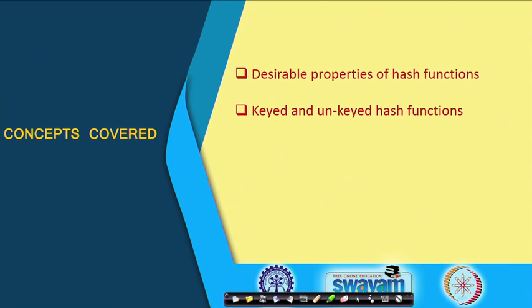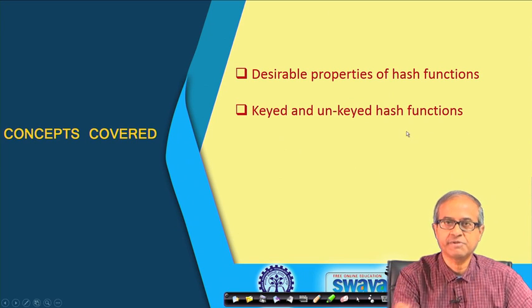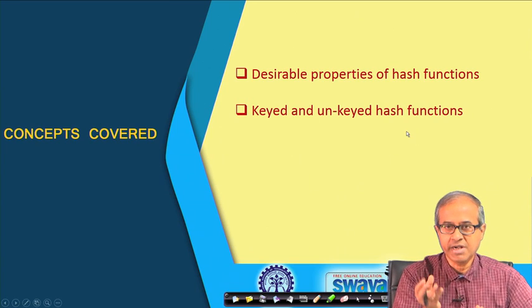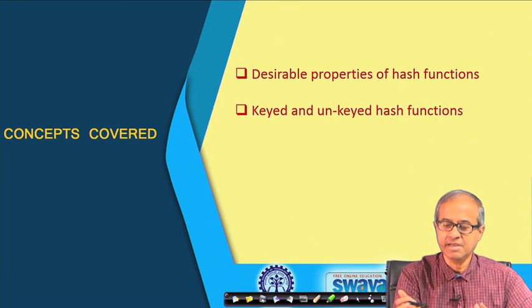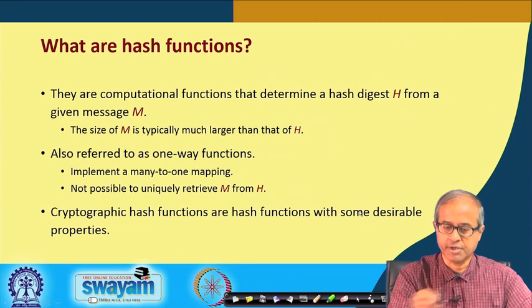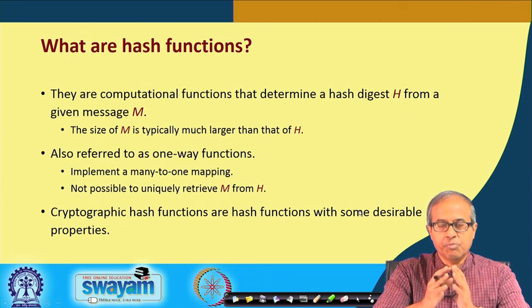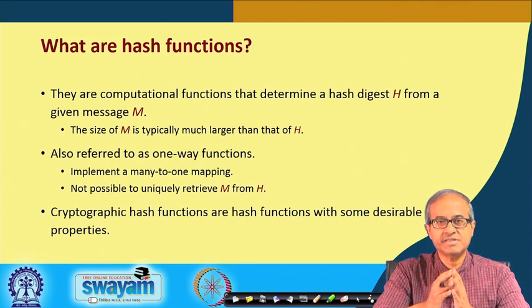In this lecture we shall first be talking about some of the desirable properties of a hash function, and we shall see that there are broadly two types of hash functions we can use. One that uses a key, which is called a keyed hash function, and another one which does not require a key, which is the unkeyed hash function. Okay. So, broadly speaking, let us first try to see what a hash function is.